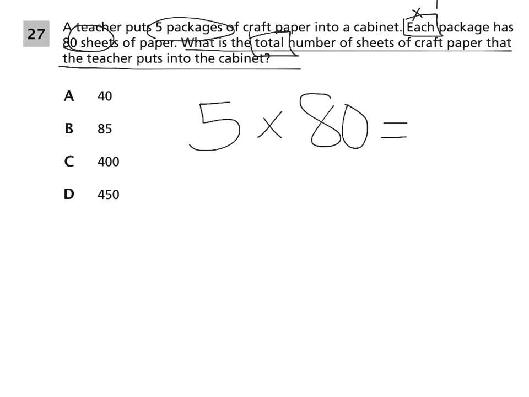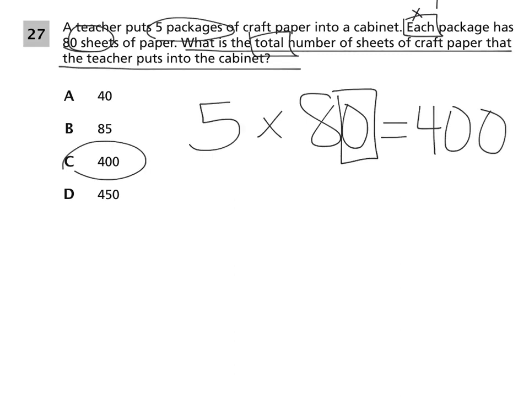We remember how to multiply by zeros. We have to box our 0. Do your 5 times 8 is 40, and then add your 0 onto the end. Don't forget to add that 0 onto the end.